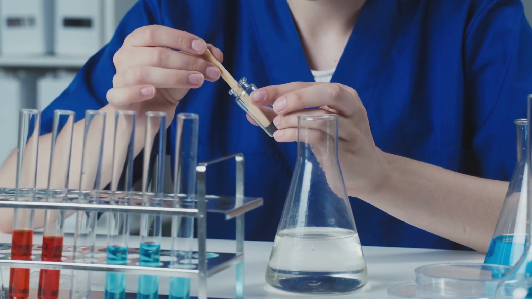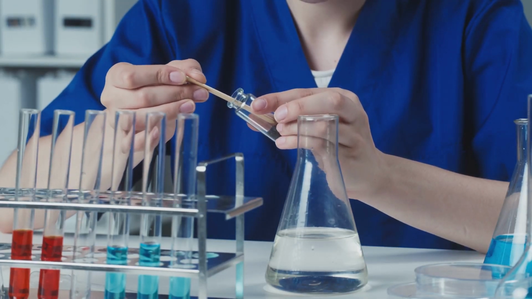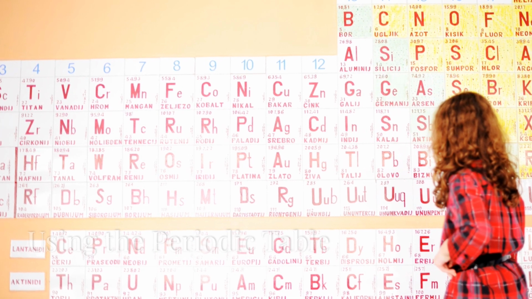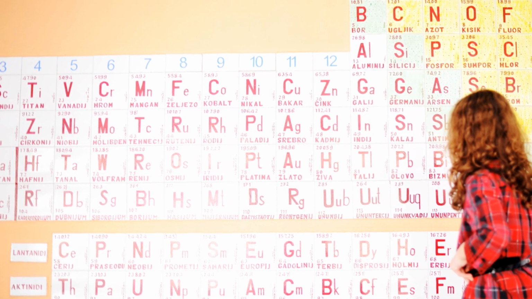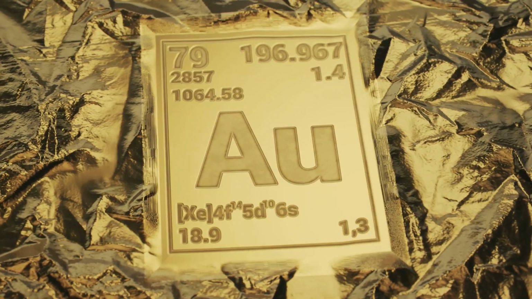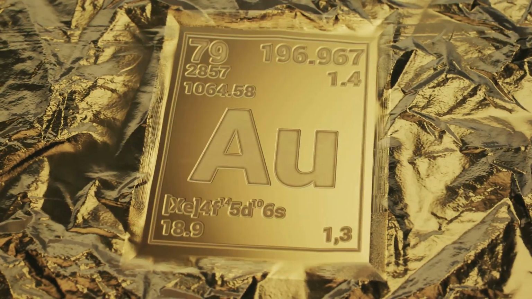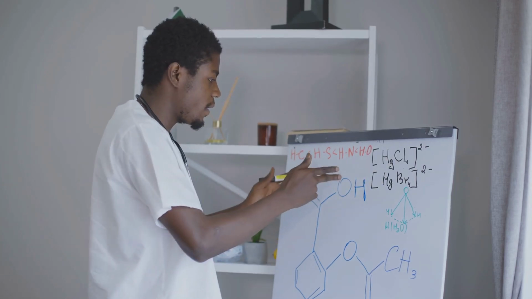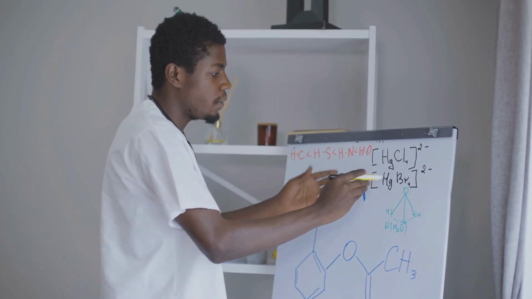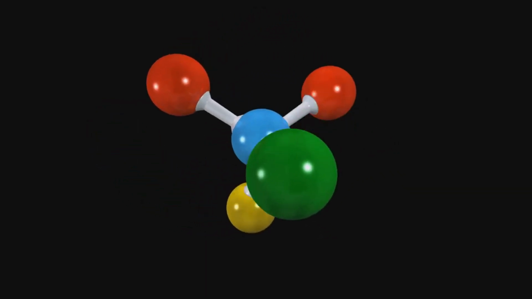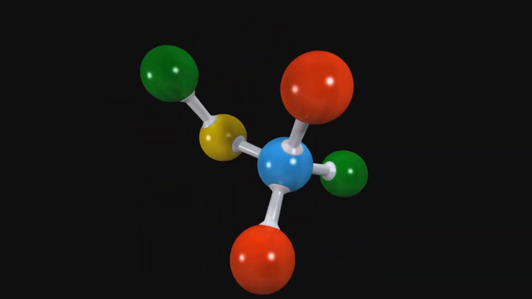But how do we know how many of each type of atom are in a chemical formula? This is where the periodic table comes in handy. Each element on the periodic table has a unique atomic number, which tells us the number of protons in its nucleus. By looking at the atomic numbers of the elements in a chemical formula, we can determine the ratio of atoms in the molecule. Let's take a closer look at a more complex chemical formula like carbon dioxide, or CO2.